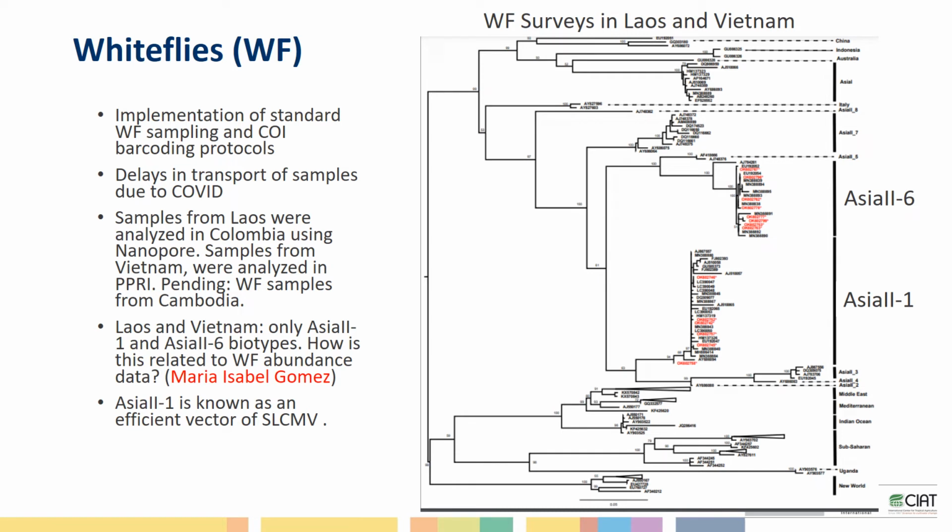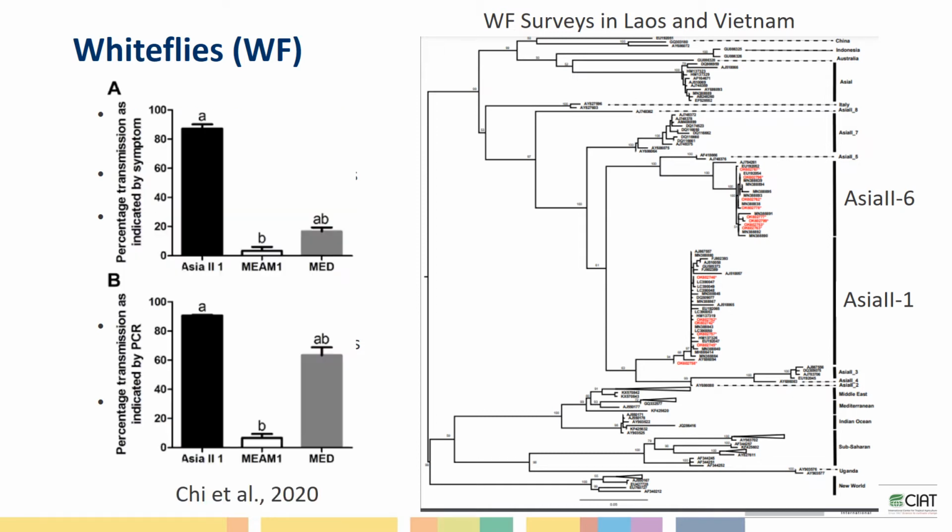We apply sequencing also to the identification of the whiteflies that we can collect in the fields of Cambodia, Vietnam, and Laos. And so far, for two of these countries, we found Asia 2.1 and Asia 2.6 as the major biotypes colonizing cassava. We know that Asia 2.1 is quite an efficient vector of Sri Lanka cassava mosaic virus compared to other Bemisias found in the region. But the role of Asia 2.6 is not known yet.